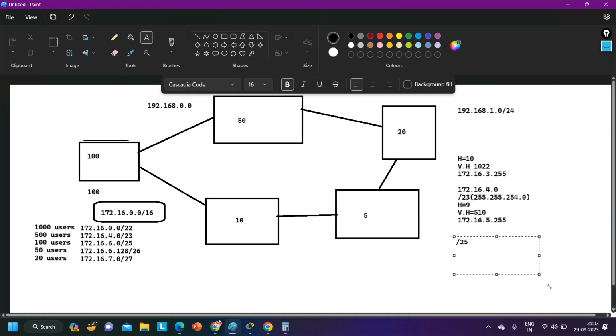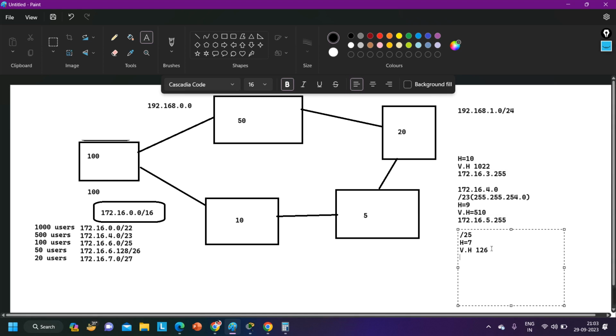Slash 25. If the slash value is 25, how many host bits are there? Host bits equals 7. And valid hosts: 2 to the power 7 minus 2 means 126. Yes or no? Yes.